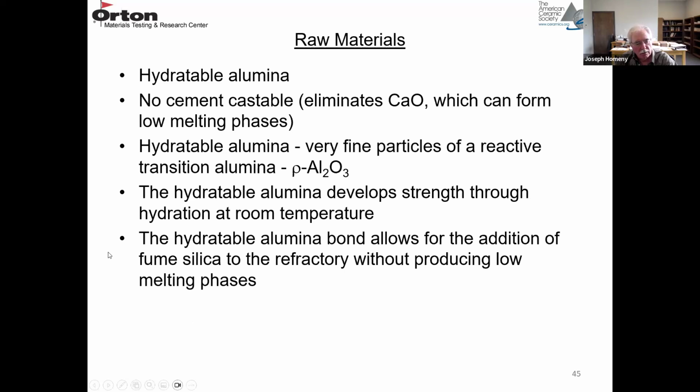And if you have a hydratable alumina in the matrix, and if you want to form the mullite phase, you can just add some fumed silica. So that the fumed silica reacts with the reactive alumina. Both very fine particle size materials are quite reactive. They'll form mullite, and you won't have these low melting phases present.